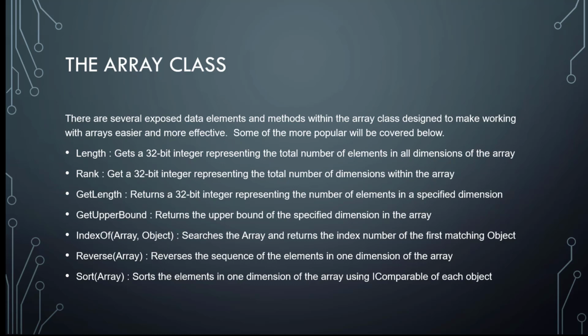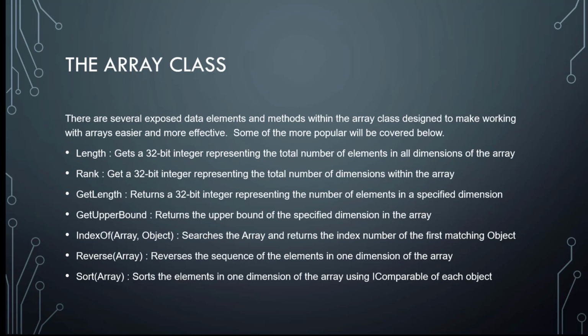Now, you can also type in array get length, so array dot get length. It returns a 32-bit integer representing the number of elements in a specified dimension. So when you call get length, you pass to it the dimension that you want it to reference, and then it will return to you the number of elements in that dimension.